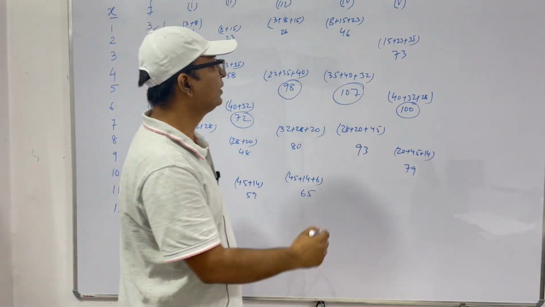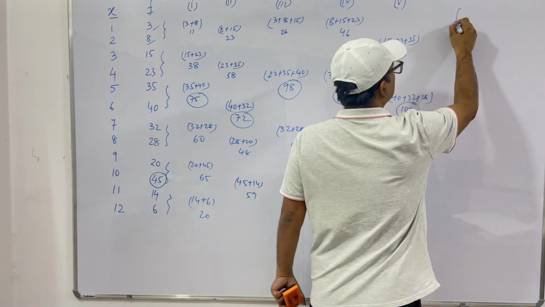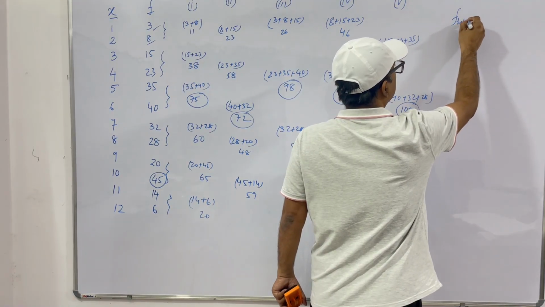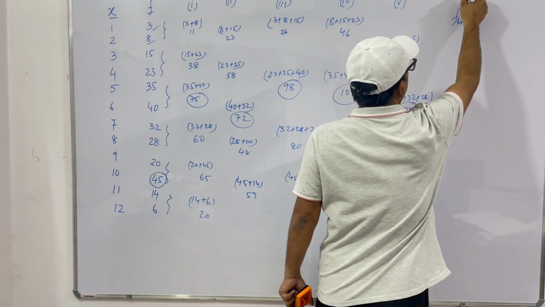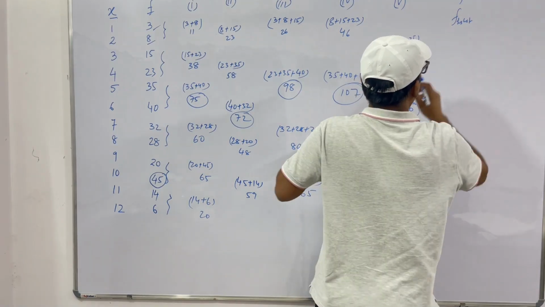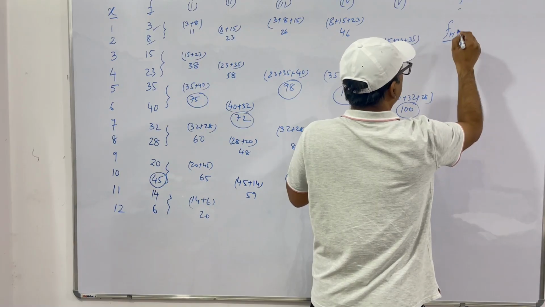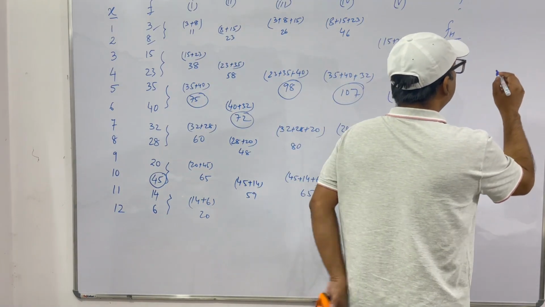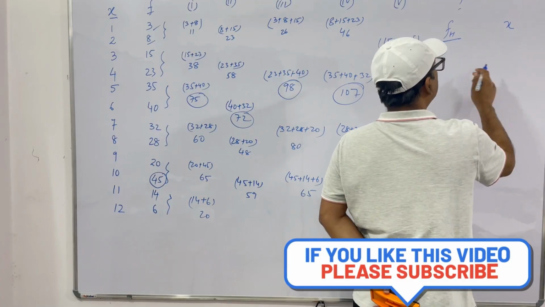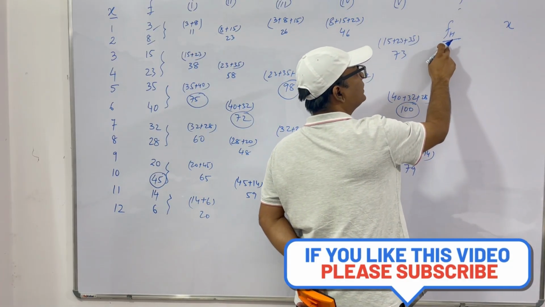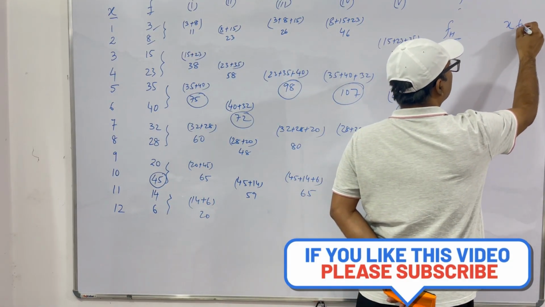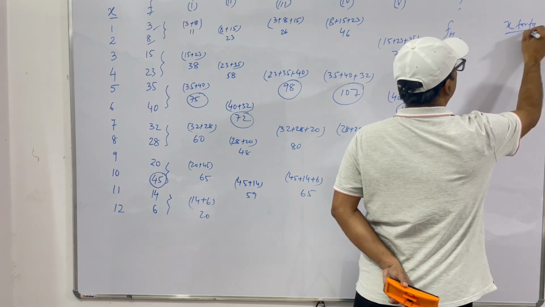Now what do we do? We write the highest frequencies in the first column. We make another table. We take the highest frequency in the first column, and in the second column we take the value of x for which this frequency has come. X for fh. Let me explain what I mean.